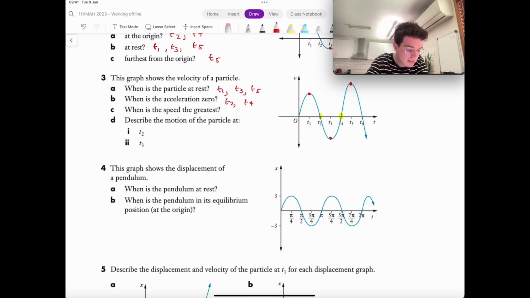When is the speed the greatest? Oh, I've done this question wrong again. I made this same mistake in class.